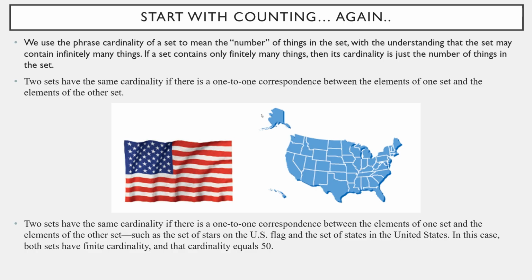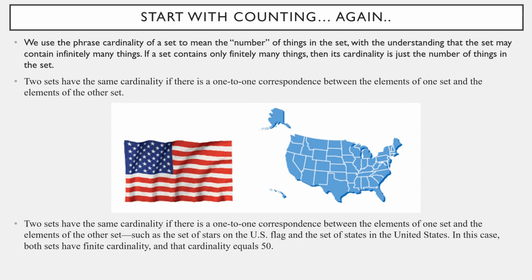We're going to start by talking about counting, again, as we did in the last section. We use this phrase, cardinality of a set. Cardinality means the number of things in a set, understanding that the set may contain infinitely many things. But if a set contains only finitely many things, for example 50 things, then its cardinality is just the number of things in the set. So it's just the count. How many objects are in the set?